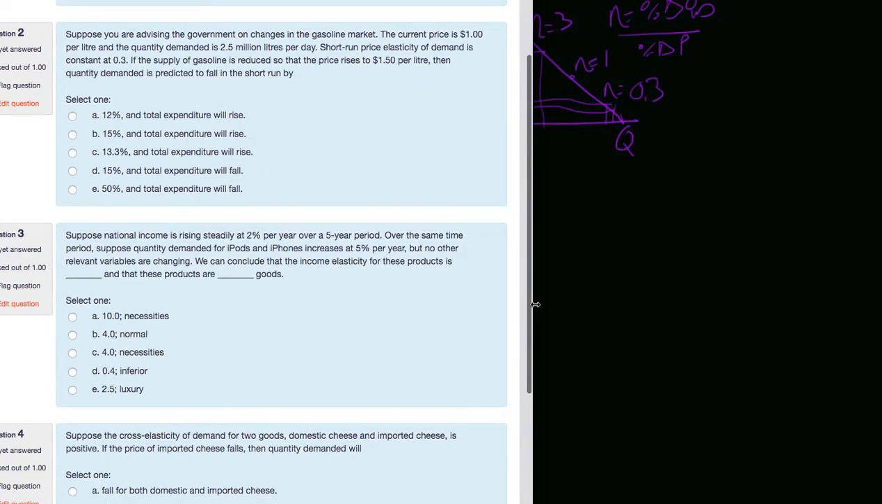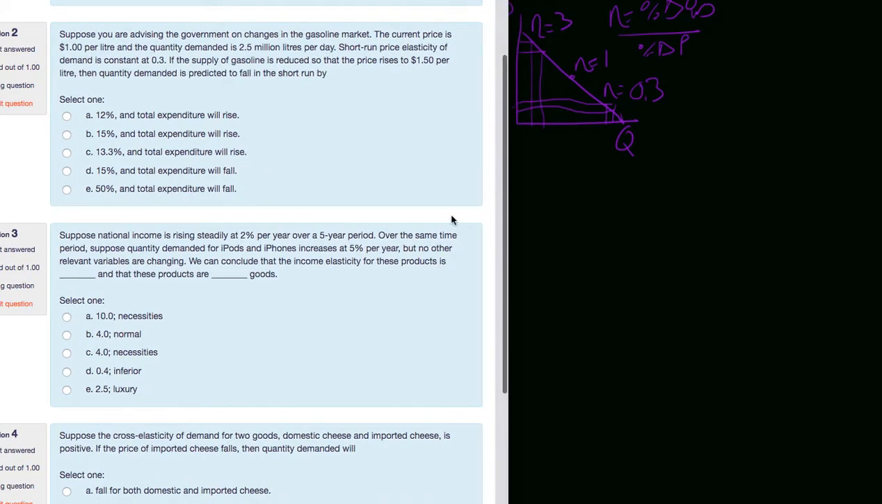Okay, so next up here, suppose you're advising the government on changes in the gasoline market. The current price is $1 per liter and the quantity demanded is 2.5 million liters per day. Short-run price elasticity of demand is constant at 0.3. If the supply of gasoline is reduced so the price rises to $1.50 per liter, then quantity demanded is predicted to fall in the short run by how much?